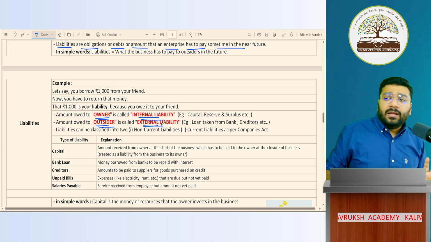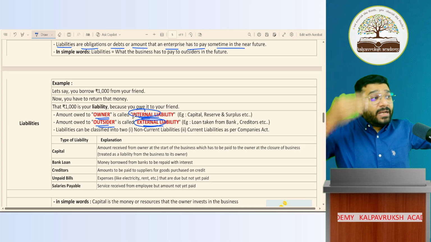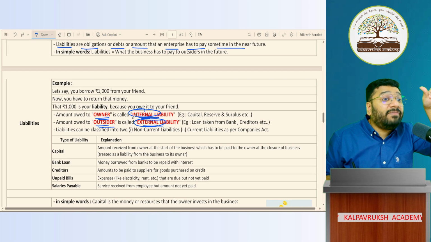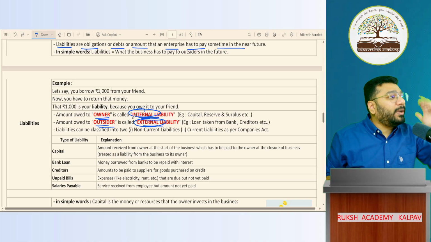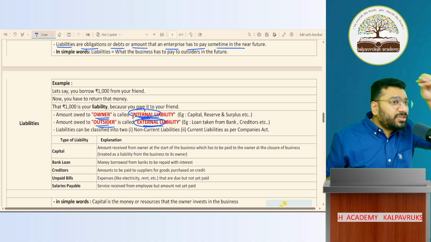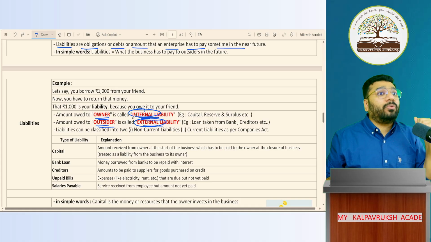Now, in the balance sheet, you will never come across the bifurcation as internal liability and external liability. It is theoretically there, but in the balance sheet we never put any such classification. Everything is recorded one after the other. We don't put headings like this is internal liability, this is external liability.